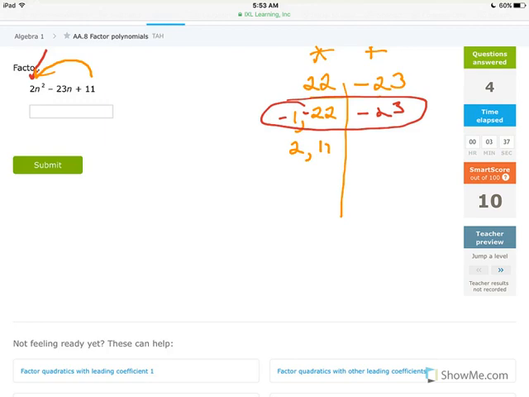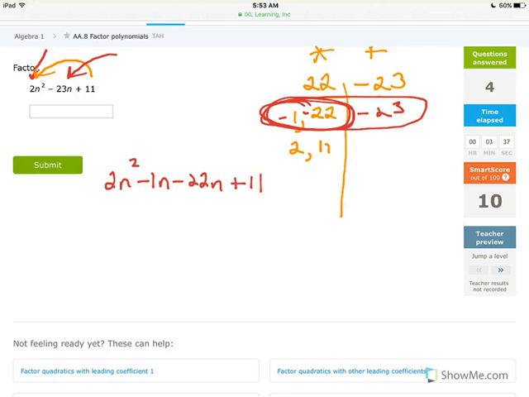So what this is telling us is that the negative 23 in the middle is coming from a combination of negative 1 and negative 22. So we can rewrite the original function. So we'll call it 2n squared. The negative 23, we now know that's coming from a negative 1n and a negative 22n. So that's using this combination of numbers right here. That's where the middle negative 23 is coming from. And then we still have the positive 11 on the end.